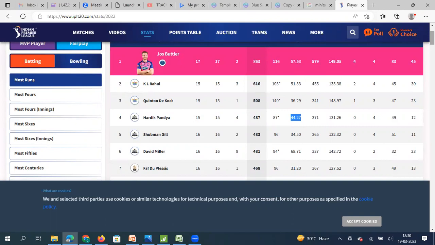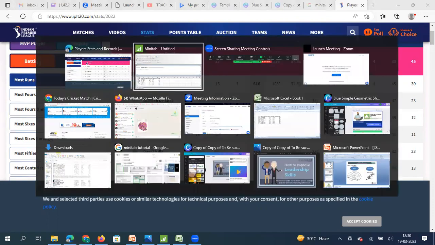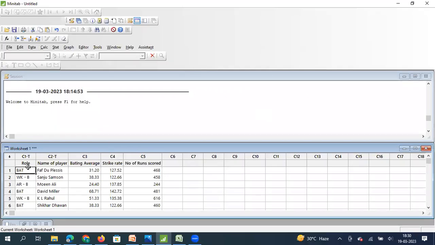So from that perspective, for this bubble chart, I have taken last year's IPL batsmen's batting average, strike rate, and number of runs scored. So here, if you see, I have given the name of the player. I have also given their role. Some of them are pure batsmen, some of them are wicketkeeper batsmen, and some of them are all-rounder batsmen.